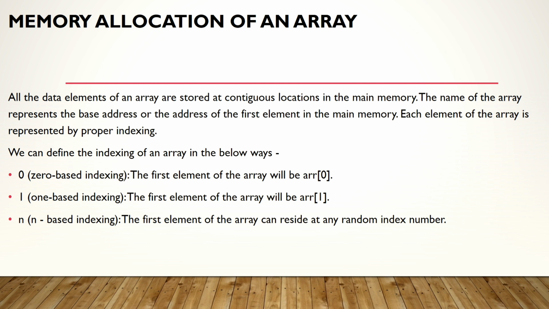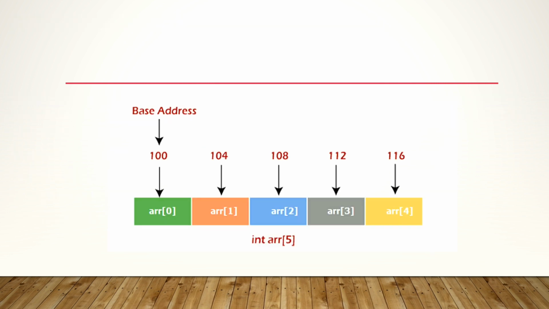We can define the indexing of an array in the below ways. 0, zero based indexing: the first element of the array will be array[0]. Then 1, one based indexing: the first element of the array will be array[1]. And n means the number of elements, or the array can reside at any random index number. In this diagram we will see that the arrows follow a 0 based indexing approach.